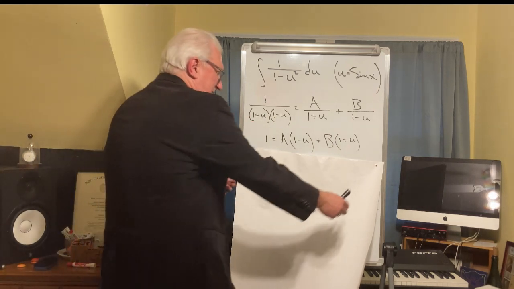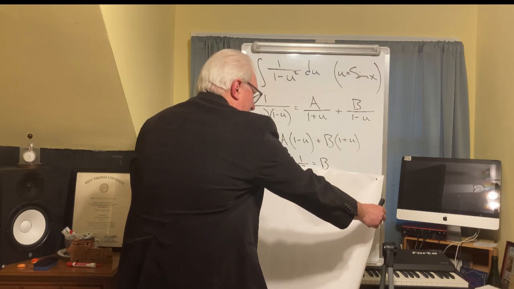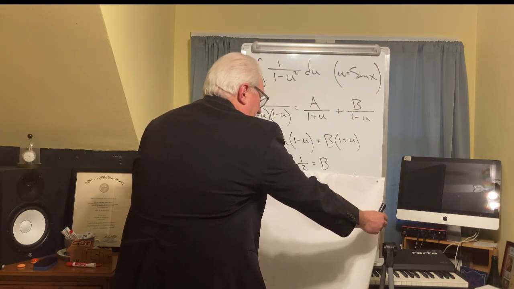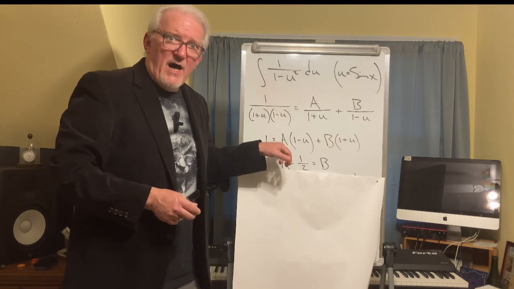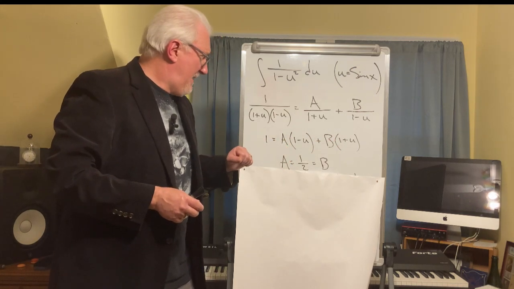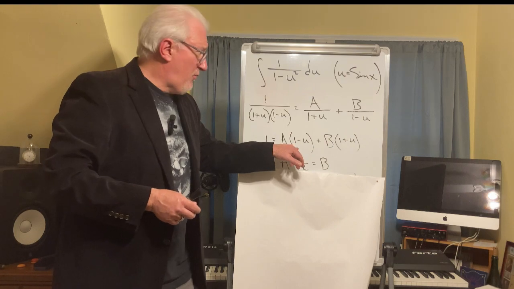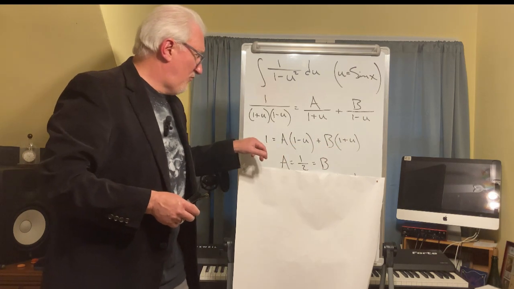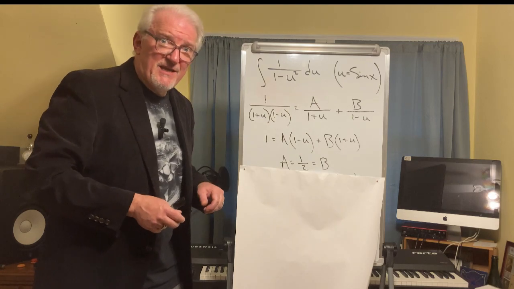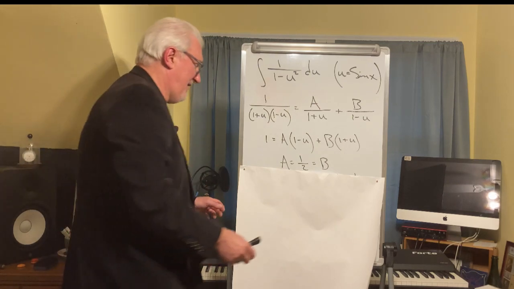Well, that's going to make a equal 1/2. But similarly, if I had used 1 as a value of u, then this term is going to go away, and I'm going to be left with 2 times b is equal to 1. And so b is also going to be equal to 1/2.